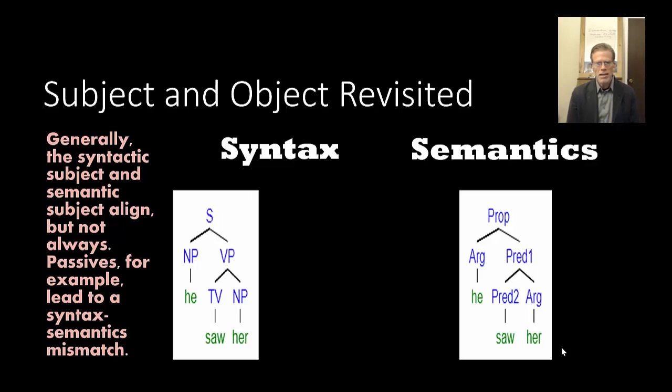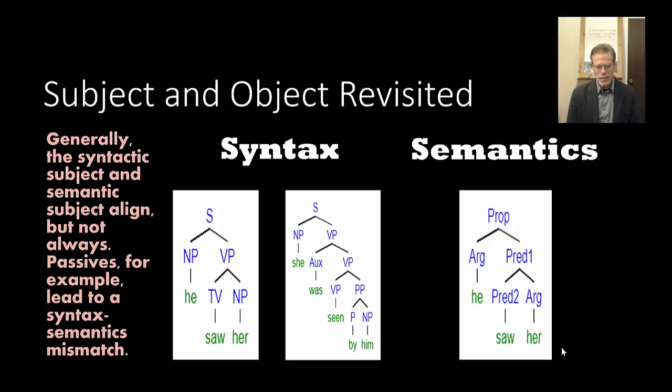However, when we passivize that transitive verb saw, we're going to get a different structure syntactically. So the way the passives work is that you take a transitive verb and essentially turn it into an intransitive verb by adding that auxiliary be and then putting it in the past participle form of the verb, so it becomes seen. And then you've got the optional preposition phrase, the by phrase, that includes the semantic subject.